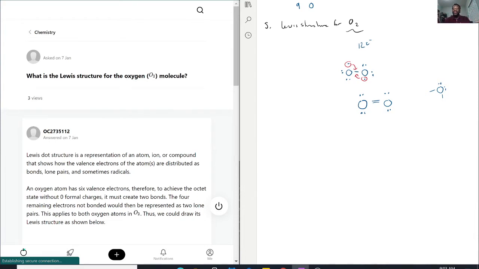And if we counted how many electrons we had here, it should equal 12. Each bond does have 2 electrons in it. So that's 4 electrons from the bonds, and then 6, 8, 10, 12. So we have satisfied every situation and position we put ourselves in. And this will be the Lewis structure for the O2 molecule. That is what it should look like.